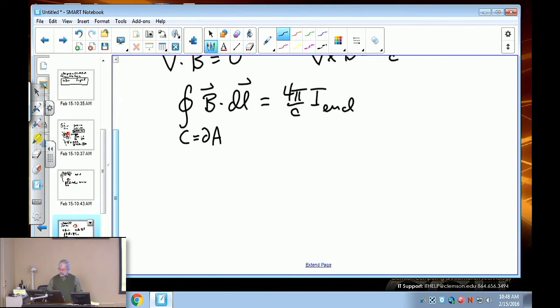So in the case where I have a current carrying wire and the magnetic field circles around the current carrying wire, then the integral of B around that is just going to be proportional to the current in that wire. If I turn the current off, the magnetic field goes away. If I make the current go in the opposite direction, the magnetic field is now going to be pointing in the opposite direction. Okay, so that's the analog to Gauss's law for magnetostatics.